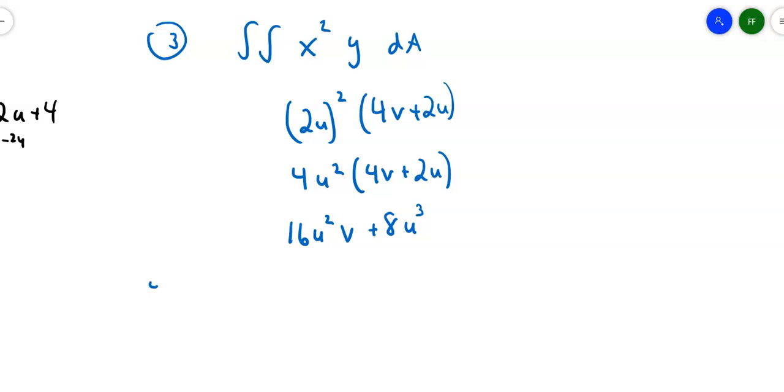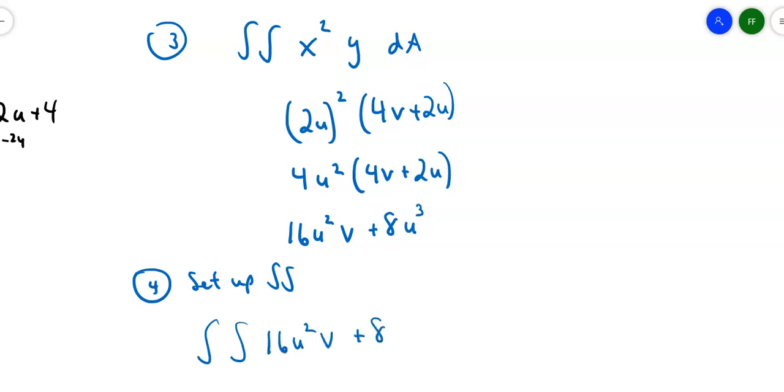Okay. Set up the double integral. I'm going to get the double integral of what I have up there, 16u squared v plus 8u to the third. And then I need order of integration. Well, in this case, it doesn't matter because they're both 0 to 1. So dv du, let's say, from 0 to 1, from 0 to 1. Now, here's what you don't want to forget. The Jacobian. The Jacobian was 8. So we're now going to multiply this by 8.